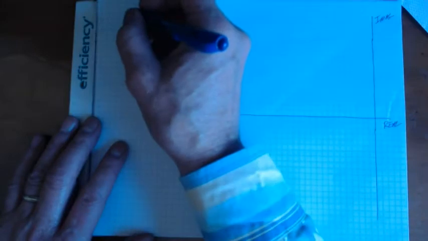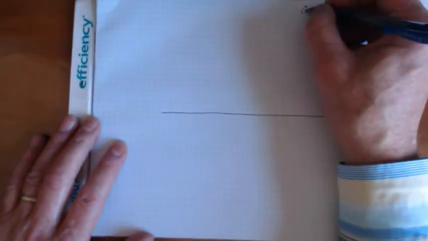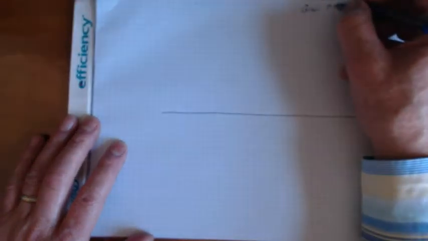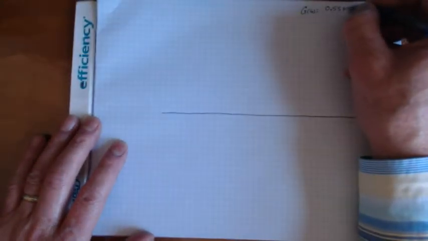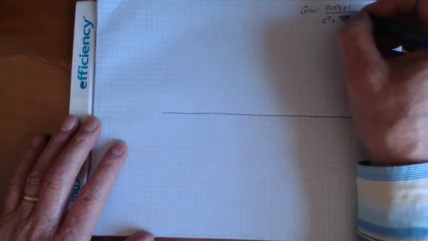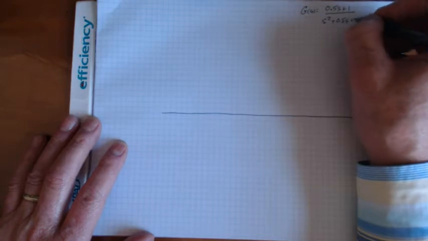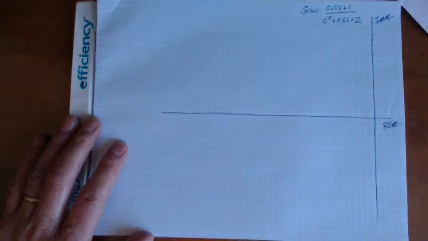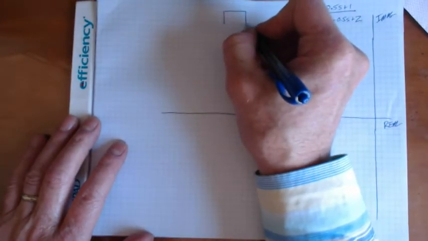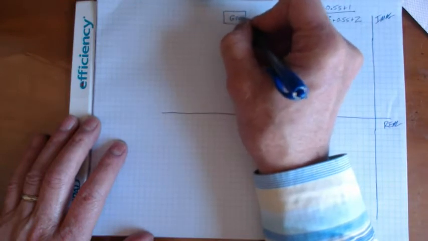In the book, what they do a lot of is this. G of S is equal to, in this one, 0.5 S plus 1 over S squared plus 0.5 S plus 2. So there's my open loop transfer function, right? If we were going to draw a block diagram, we just do it this way. This is G of S.